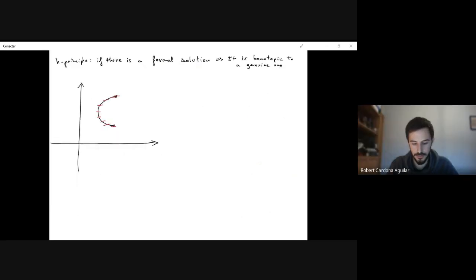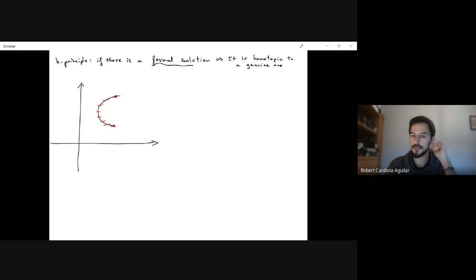So the h-principle is what you want. The philosophy behind it is that finding a formal solution is much easier. This should be clear because you have much more freedom. Genuine solutions, in particular, are formal solutions, so the space of formal solutions is much bigger.